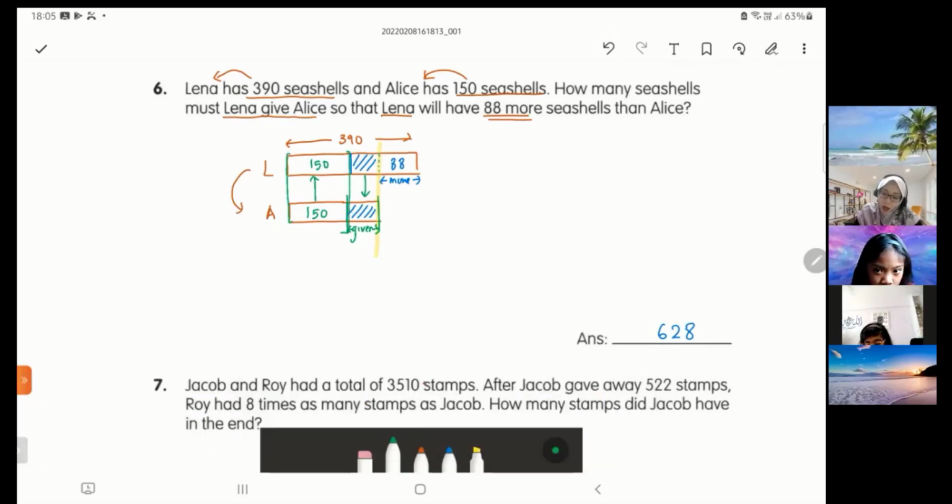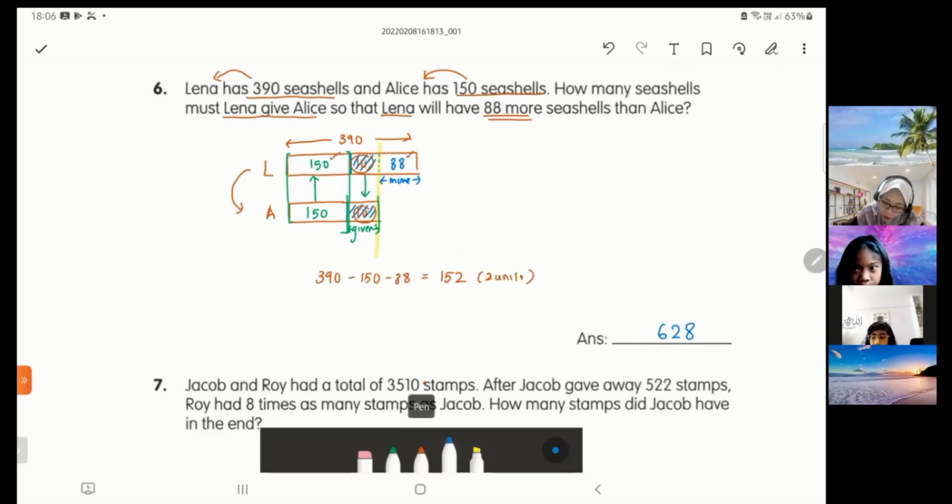Okay, so I want to know the shaded part. What is the shaded part there? The shaded part is 2 units actually. This is 1 unit and this is another 1 unit. Can you see? So if I take 390, take away my 150, this one, take away my 88, this one, equals to 152. Then this is actually my 2 units. But I only want how many must Lina give to Alice? Just 1 unit. I just want to find this only. Lina to Alice. Okay, 1 unit.